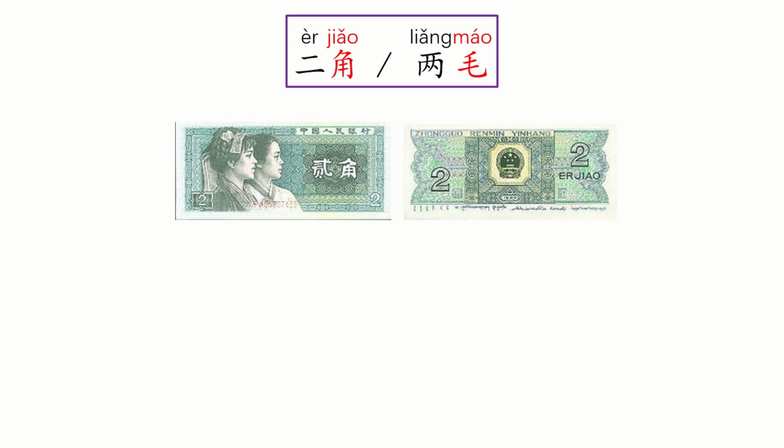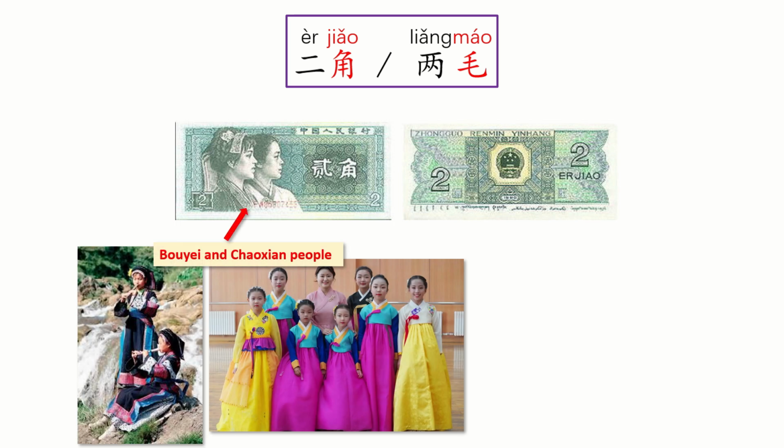This is the 2 dime note. It's worth 20 cents. We call it 二角 or 两毛 in spoken Chinese. This note depicts the Bouyei and Chaoxian ethnic groups. The Chaoxian ethnic group are mainly located on the border region next to North Korea. Their ancestors migrated from Korea, and so they speak Korean.